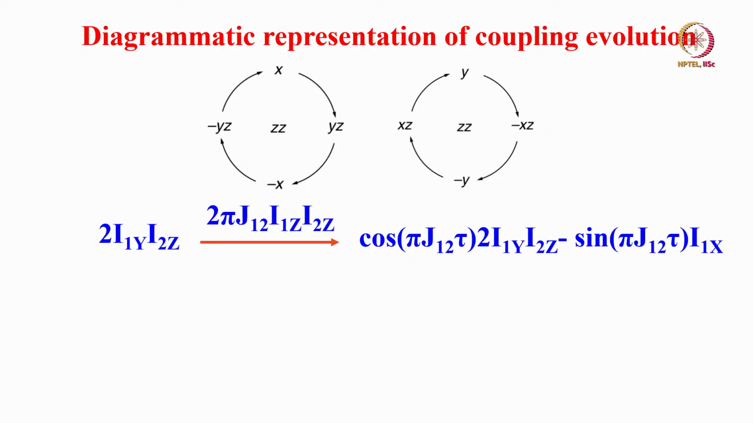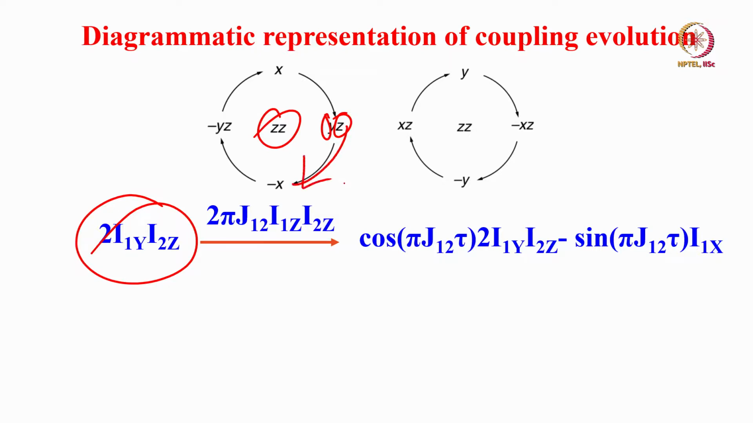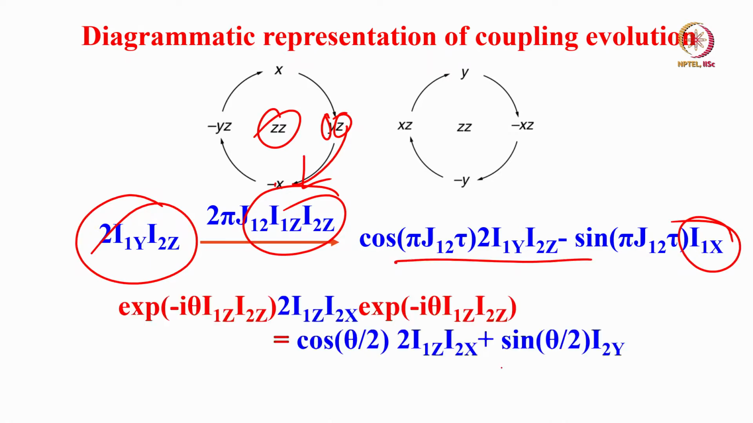And diagrammatically you can represent the coupling evolution like this. For example, I1z, I2z, if it is evolving like this, I1y and I2z if you consider, now y and z, y is the first spin, z is the second spin. Now, I am considering y and z which is rotating like this in this direction when it evolves under J coupling. So, this is going to be minus I1x, and now this is the antiphase term.